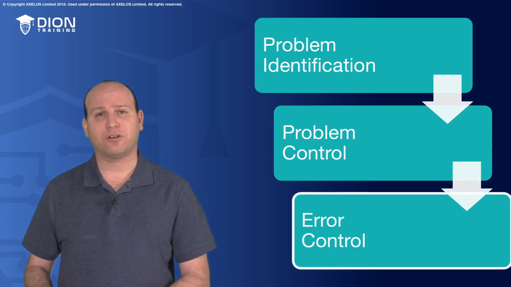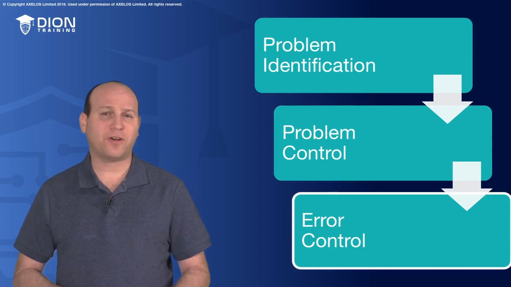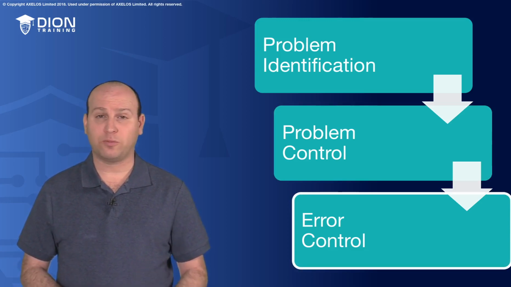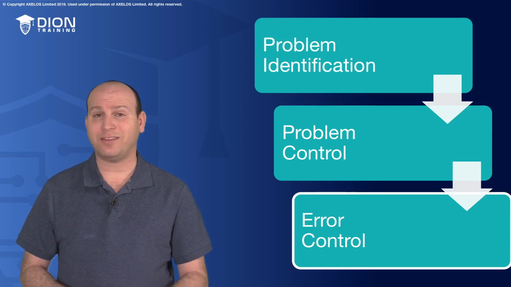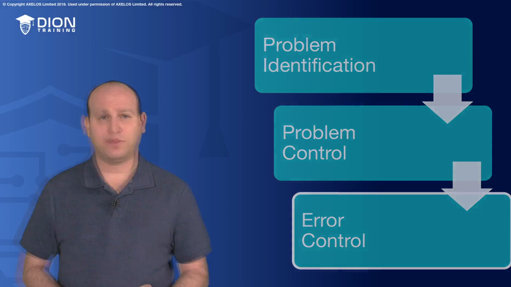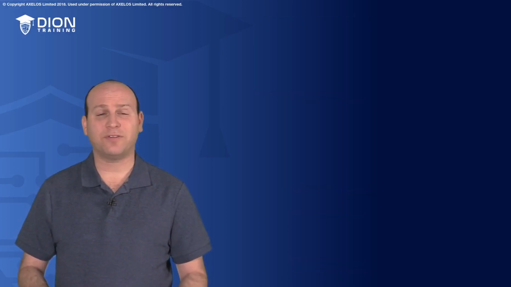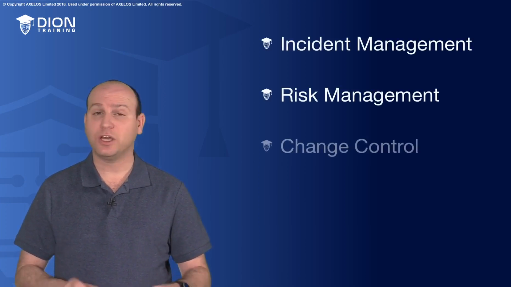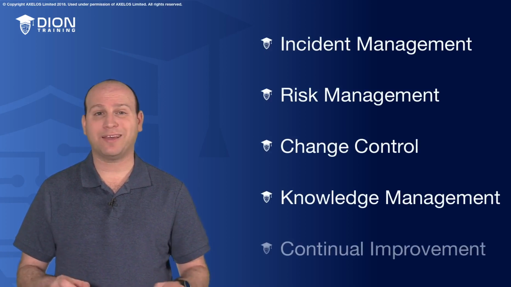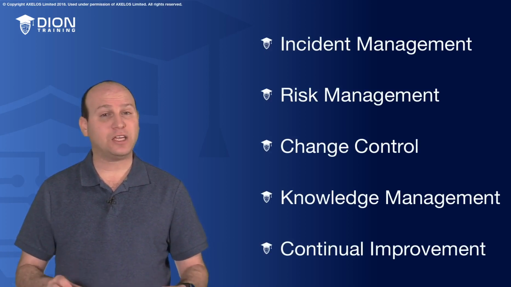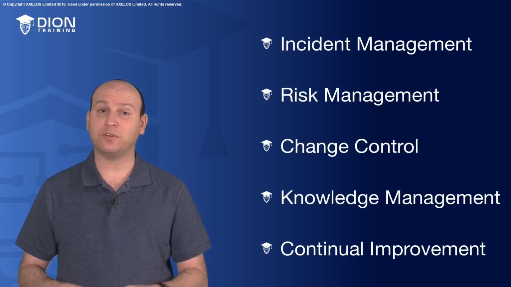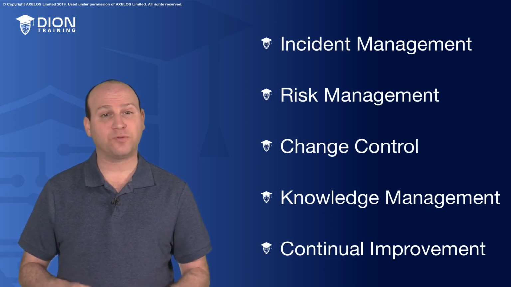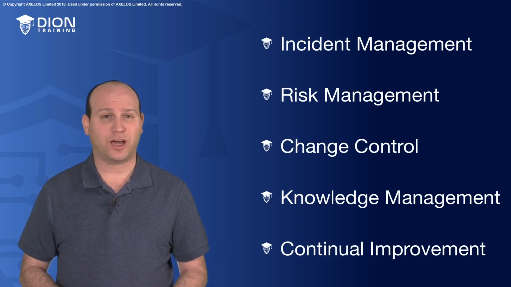And then we go into error control. With error control, we're trying to identify potential permanent solutions for this problem. This allows us to reassess any status of known errors and improve our workarounds so that we can solve a lot of these problems. Problem management is a practice that relies heavily on other practices as well. Problem management has a large amount of overlap with the incident management, risk management, change control, knowledge management, and continual improvement practices. Each of these practices will either provide an input to problem management or receive information from problem management to better do their own jobs.